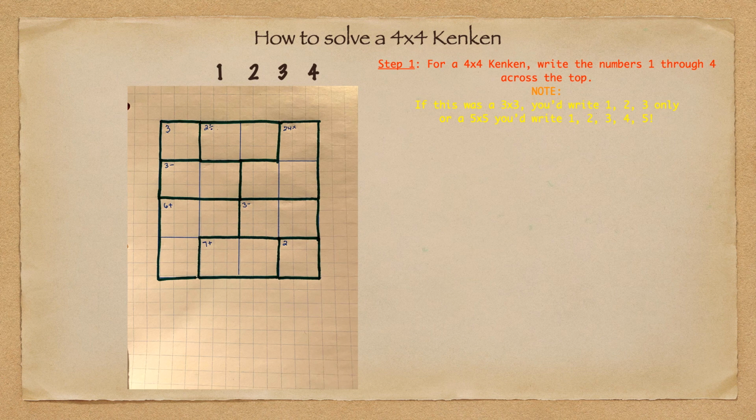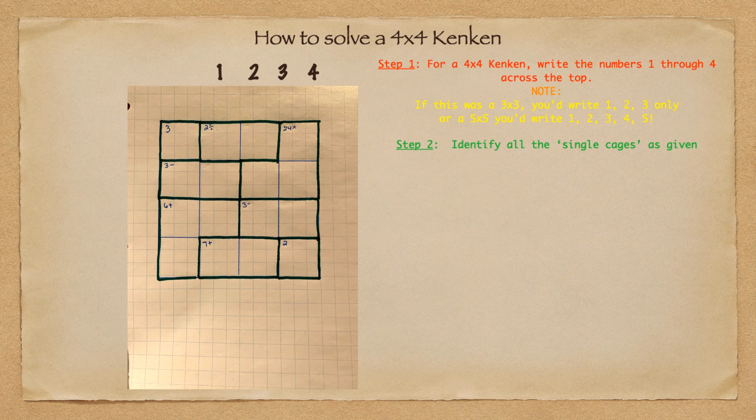So for step 2, I like to identify all the single cages as a given. What's a cage, you say? On the drawing, you can see that I've got bold lines and I've also got some thin lines. I also have some numbers with orders of operations and some numbers without. So the bold lines surround cages.